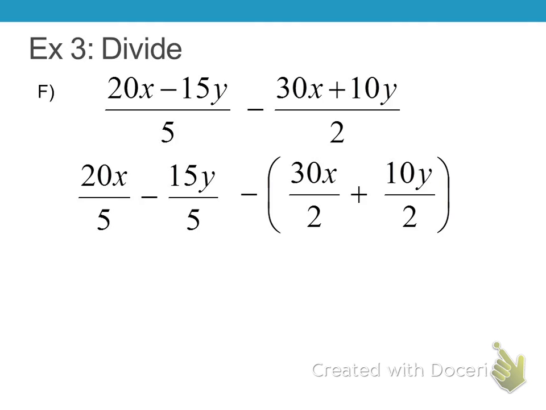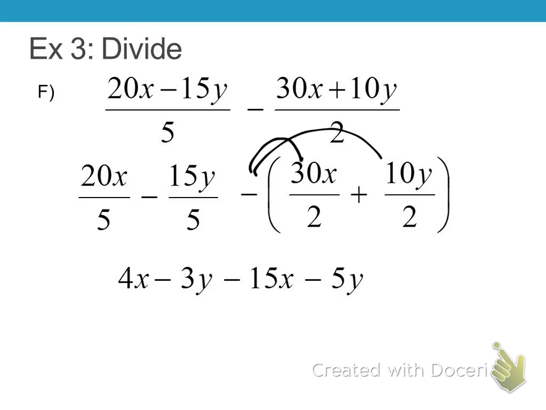All right, 20x divided by 5 is 4x. Minus 15y divided by 5 is 3y. As I simplified, I also distributed. So that's why this is a minus 15x and a minus 5y.